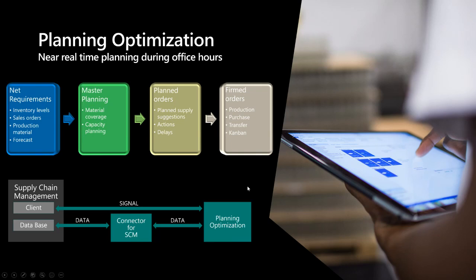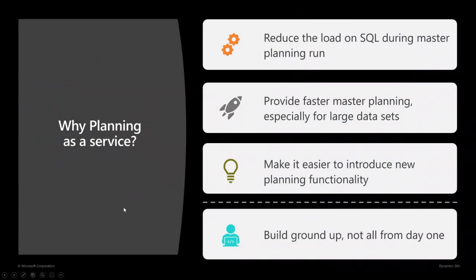So that was the super high-level view. Now, why did we decide to make planning as a service with this planning optimization? There were 3 main reasons. The first one was to reduce the load on SQL when master planning is running. Today, with the built-in master planning, when you run master planning, it can easily generate so much traffic on the SQL that it makes it hard for other people to work on the system while it's running. It can cause very slow forms when loading.